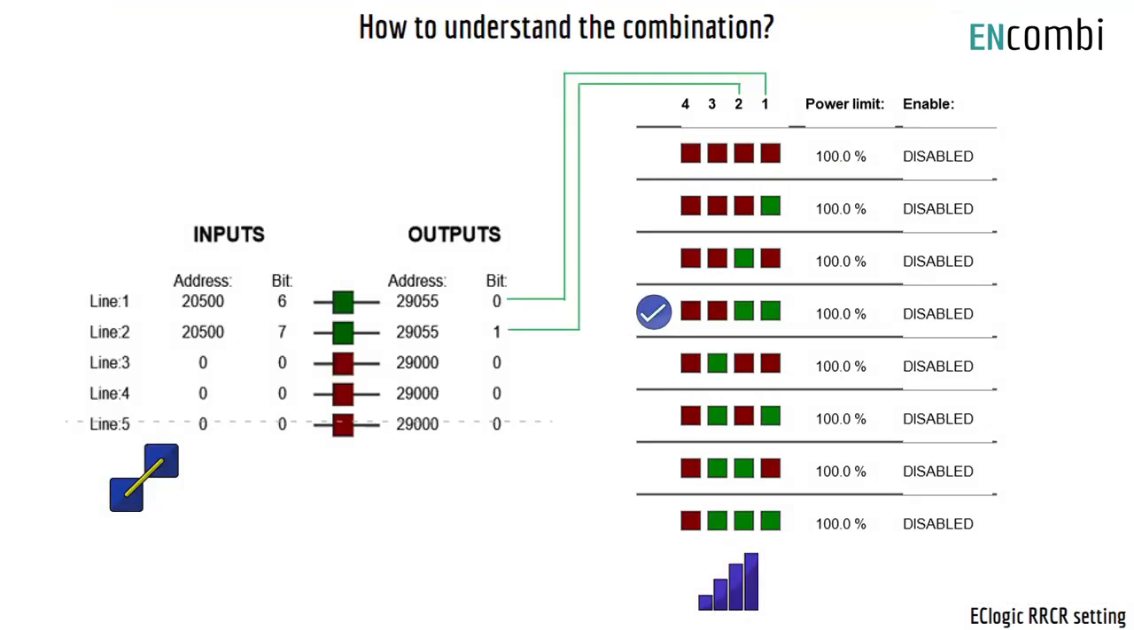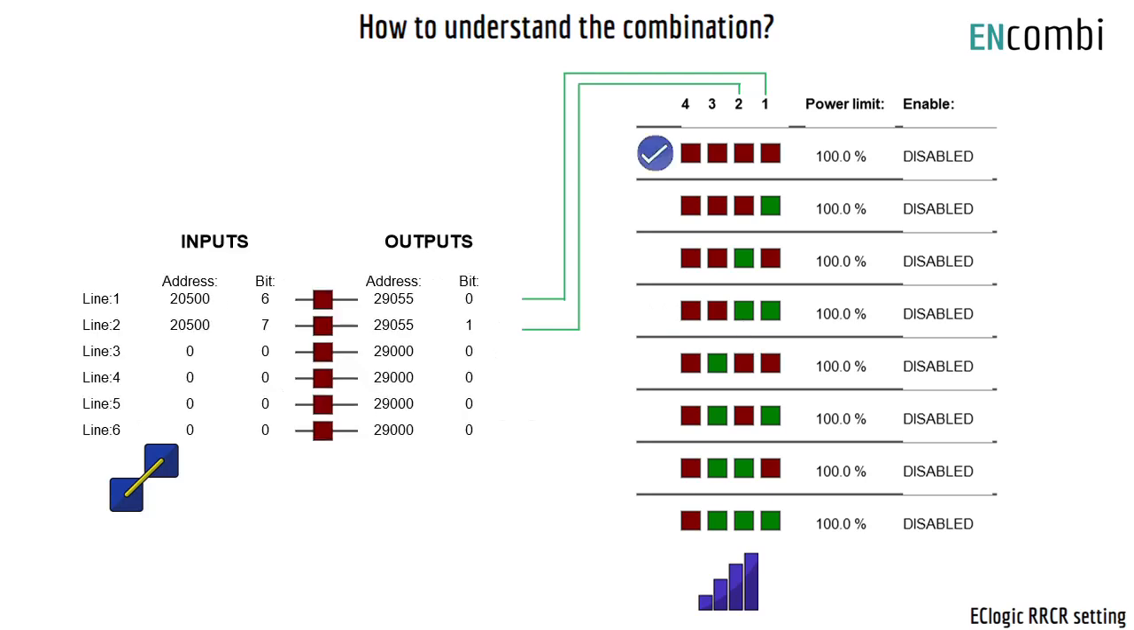How to understand the input combination? When the inputs are present, bit 0 from the output address will represent the input 1 of RRCR input status, and bit 1 will represent the input 2 of the RRCR input status. If no inputs are present, the blue check mark will indicate the default no input combination.